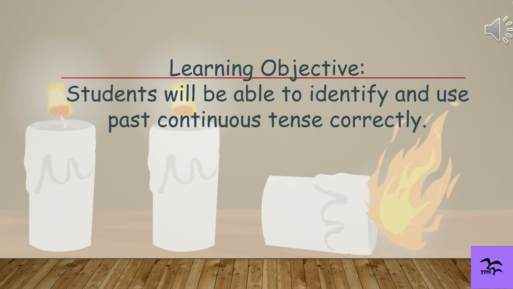Here is the learning objective of this video and grammar worksheet 5.2. Students will be able to identify and use past continuous tense correctly. We'll start with reading a story. You have to pay attention to the different tenses in the story, which will begin now.